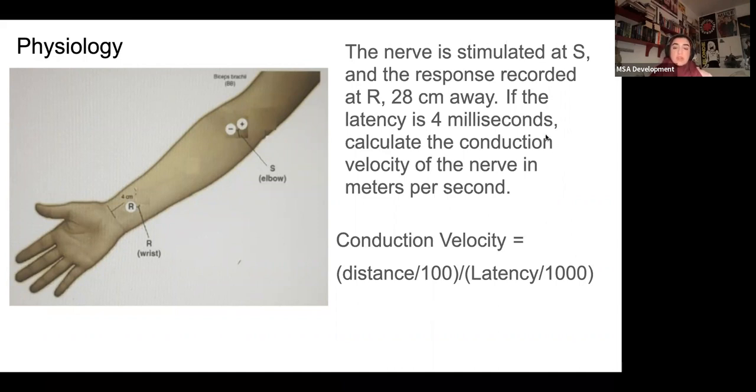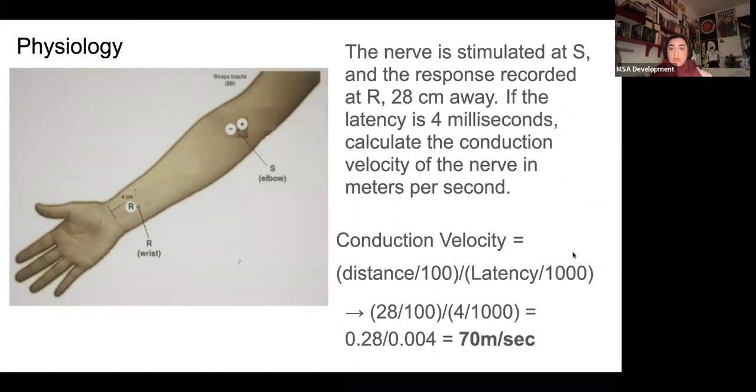So the conduction velocity over here would be the distance over 100 over the latency over 1,000. That would be 28 centimeters over 100 and 4 milliseconds over 1,000, which gives you 0.28 over 0.004, which will give you 70 meters per second. And this is your conduction velocity. It's as simple as that. It's a very quick, simple equation, and you just put in your values. Just remember to take care of the units whenever you need to, such as in this case, and you have your answer.